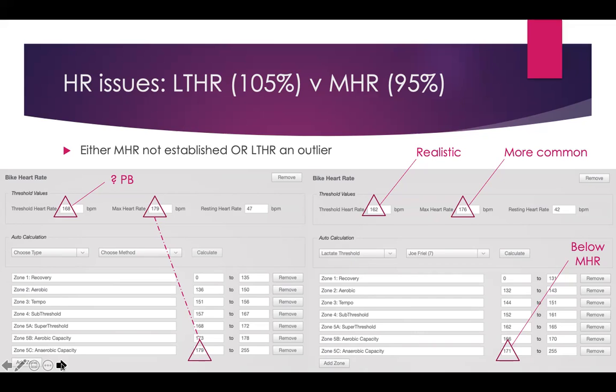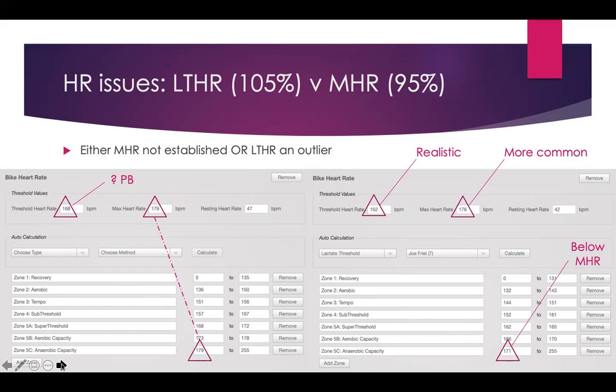So here we've set threshold heart rate at 168, which is obviously the average heart rate they sustained on race day. But the maximum heart rate they ever really hit is 179. And then if we look down at the zones where I spent a lot of time in zone 5C on my data that I showed you right back up at the beginning of the session, you can see that the start of 5C for this athlete is actually bang on their max heart rate. So if we were to analyze it based on threshold heart rate, they would never be able to achieve any time in zone 5C.